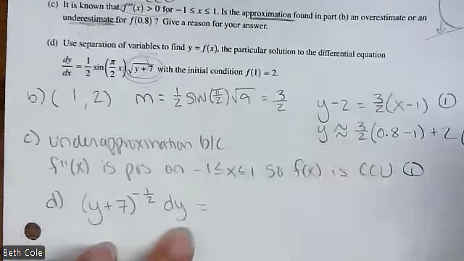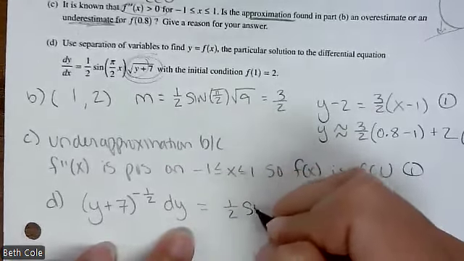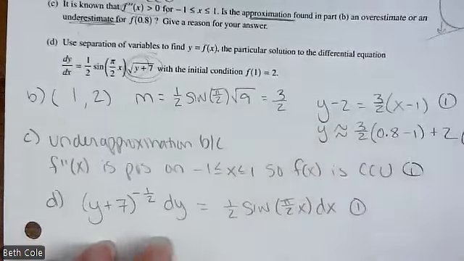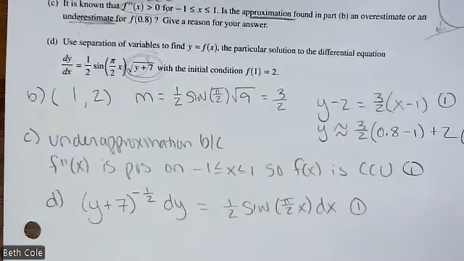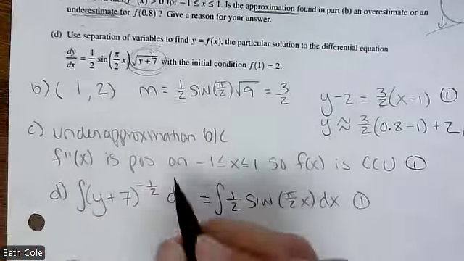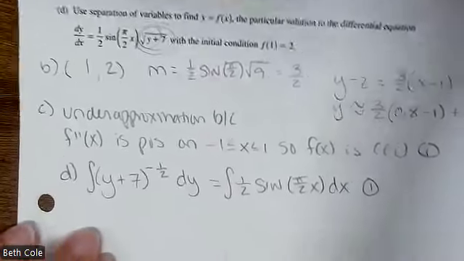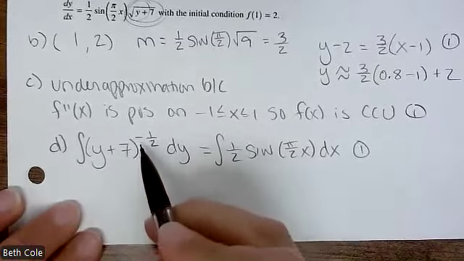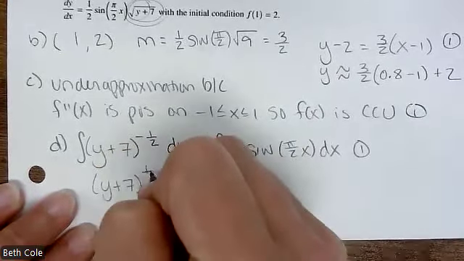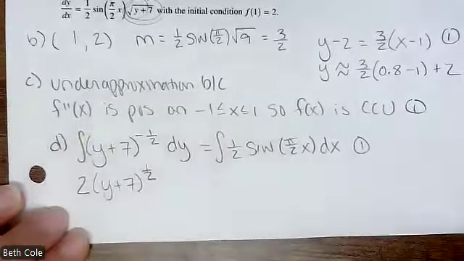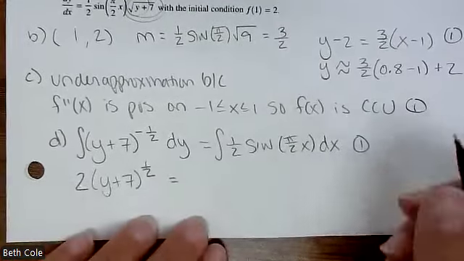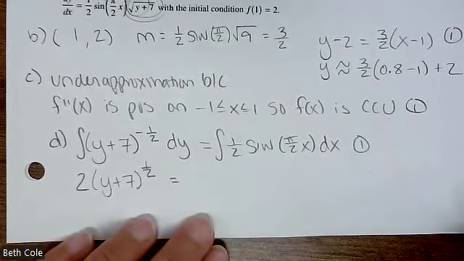All right, equals whatever all the rest of that is. 1/2 sine pi over 2x dx. If you got that, you get a point. The next part's hard, so if that's the only one you got, I'm still proud of you. All right. Now you have to add 1 to the power, which instead of negative a half, will make it positive a half, and that means out front, there's a 2. Equals antiderivative of sine.